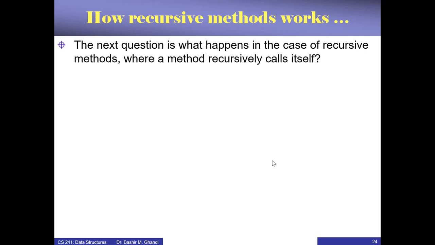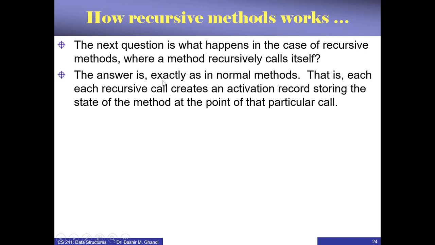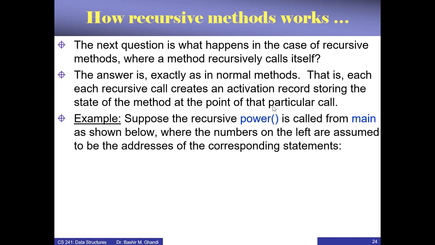The next question is, what about recursive methods, where a method is not calling another method, but instead it is calling itself? What happens in that case? The answer is exactly the same as in normal methods. That is, each recursive call creates a separate activation record storing the state of the method at that particular point. So there is no difference whether the method is calling itself or calling another method.